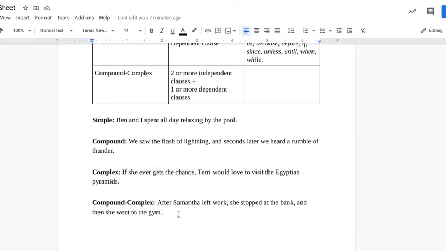Now, compound-complex. After Samantha left work, she stopped at the bank and then she went to the gym. All right, so here we have after Samantha left work. What happened after that? We don't know, so it could not stand alone, which means it is a dependent clause. It needs something to lean on. She stopped at the bank. Okay, well, you could say that by itself. That could be an independent clause. And then she went to the gym. That could also stand on its own. That means it is independent. And look, we've got this conjunction right here, joining those two together, making this a compound-complex sentence.